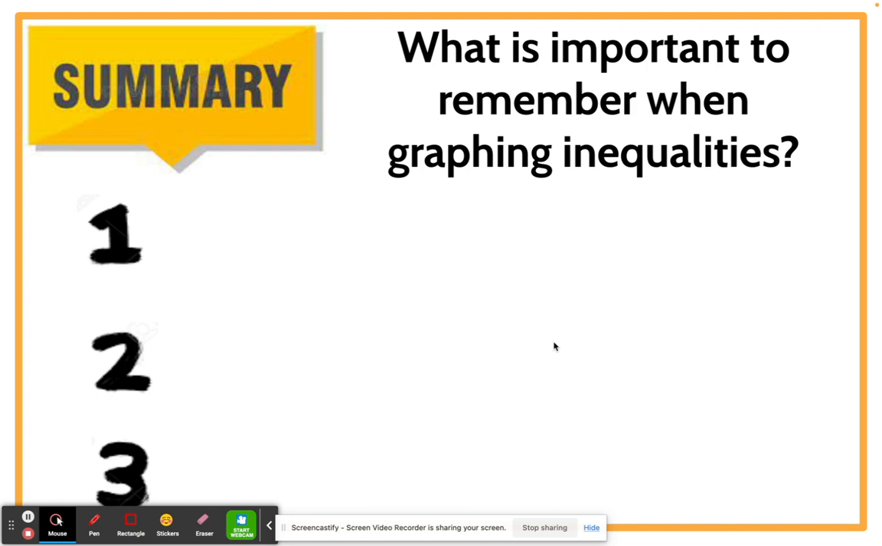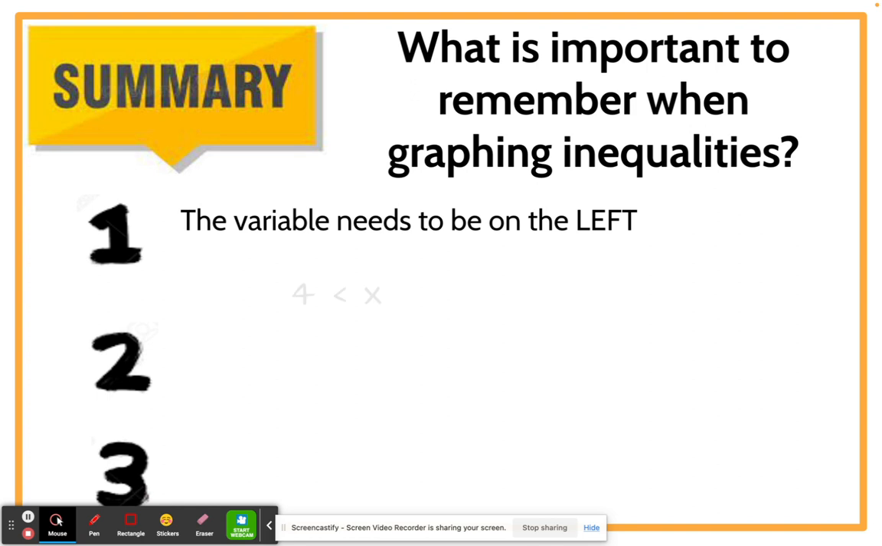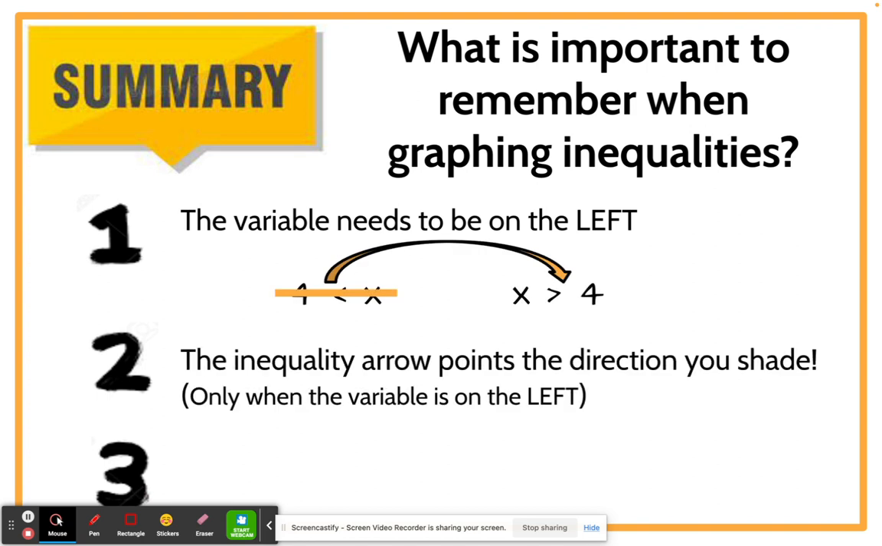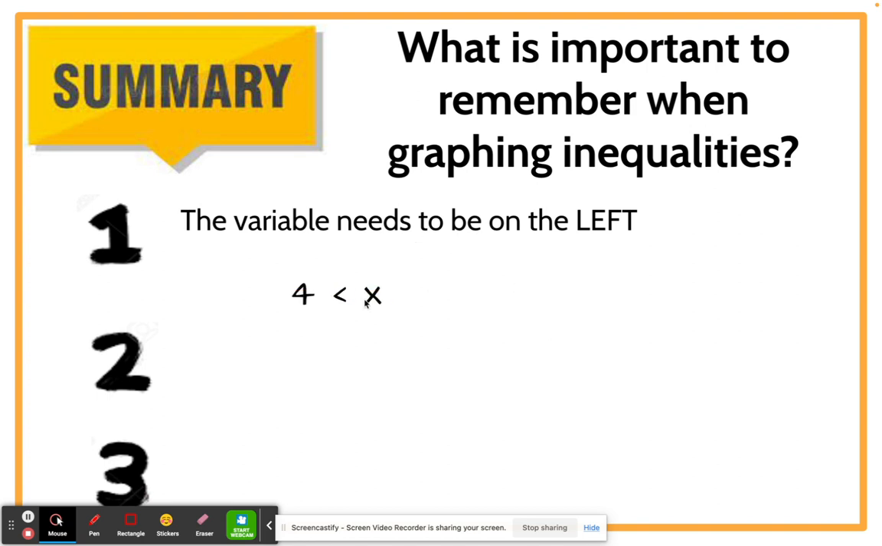So, important things to remember when graphing inequalities. First of all, the variable needs to be on the left. Is it wrong on the right? No, but you'll probably graph it wrong if it's not. Write your variable on your left. Don't write it that way, write it that way. By the way, when you notice this, the wide mouth is facing the x, so when you rewrite it, the wide mouth still needs to be facing the x.